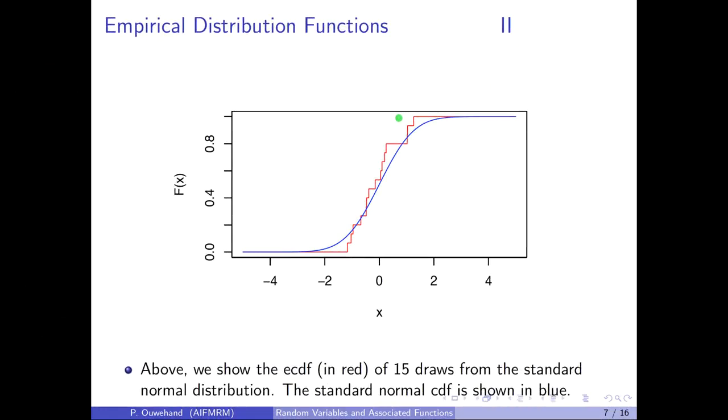Just to reiterate, here is the empirical CDF or ECDF of 15 draws from the standard normal distribution. You can see which numbers were drawn because there's a jump of size 1/15 at each of the random numbers. The true CDF is shown in blue.